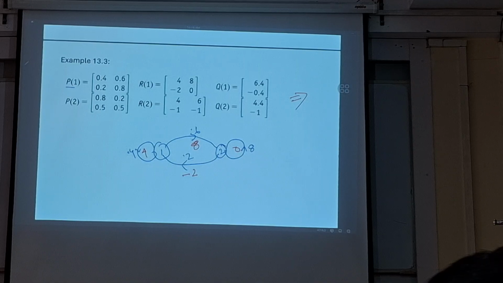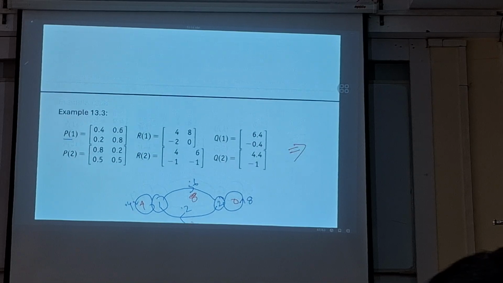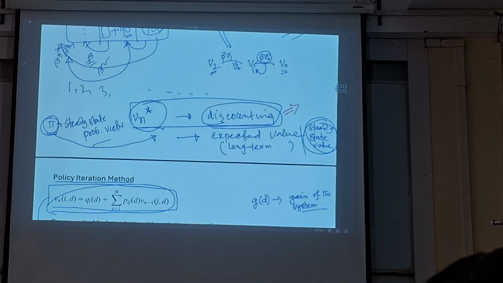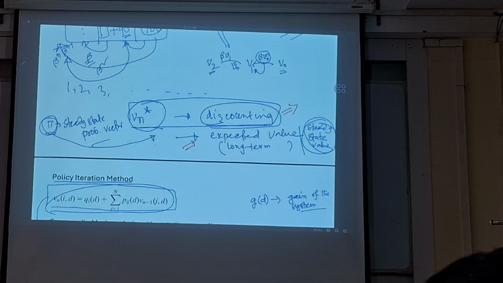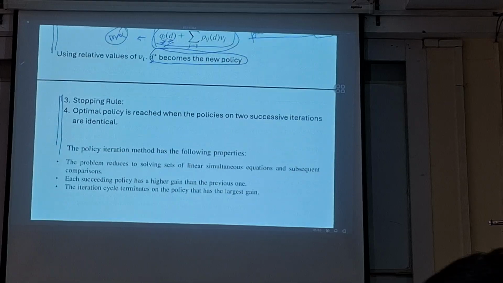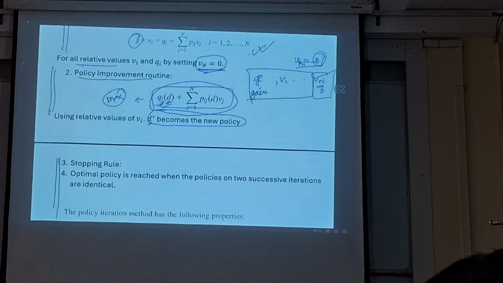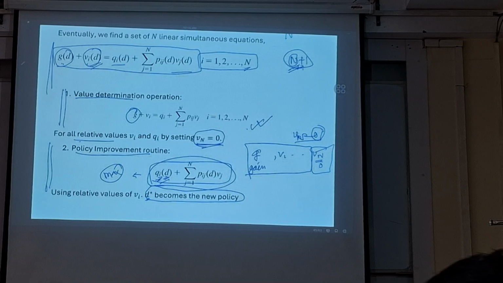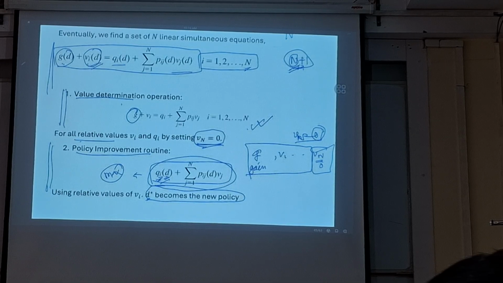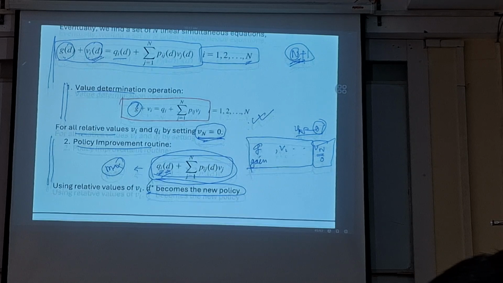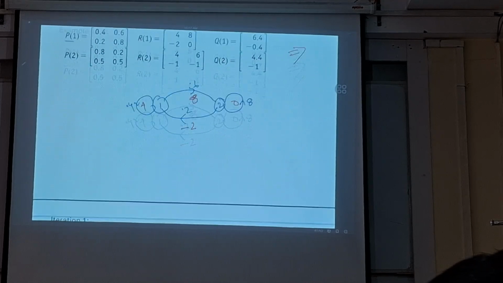We will be using both methods: one with discounting, and another using the long-term gain. So let's start with the gain one. What it does is find a system of n linear equations. What is the linear equation? Let me write it here.